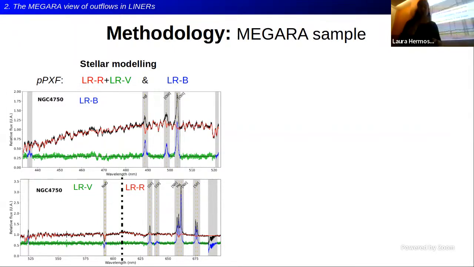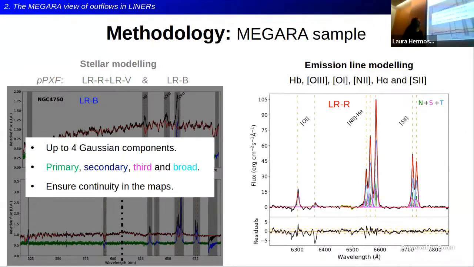And then we did an emission-line modeling. Here you have an example for one of the galaxies. We model the emission lines using Gaussian components, allowing up to 4 different Gaussian components if needed, one going for the broad-line region if present.